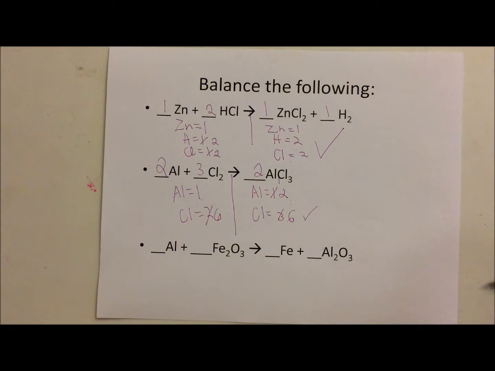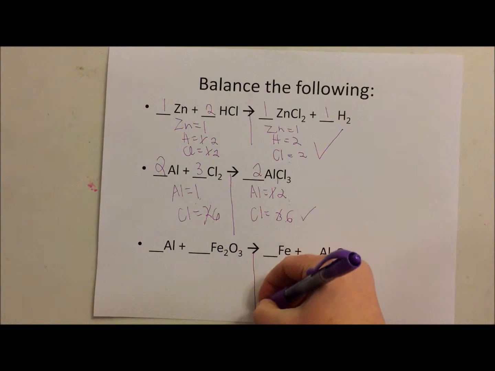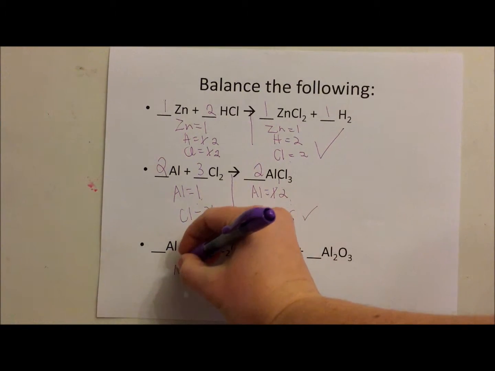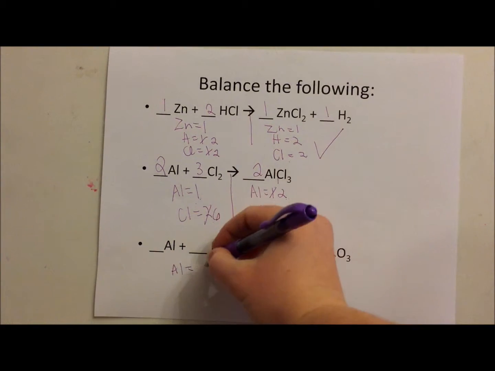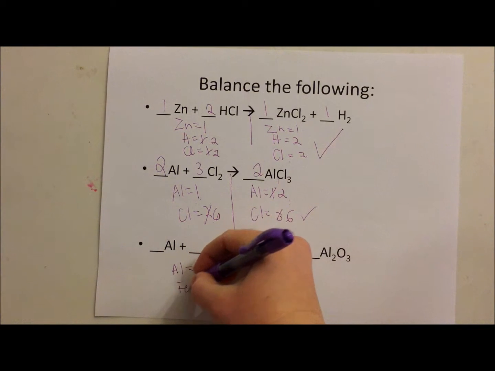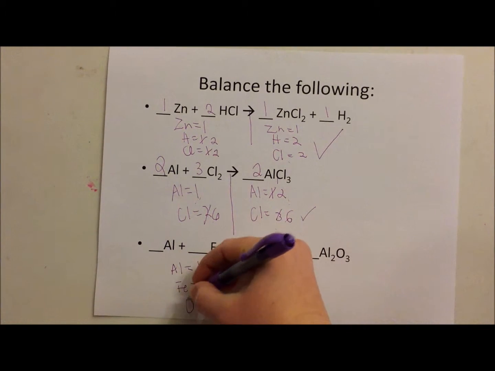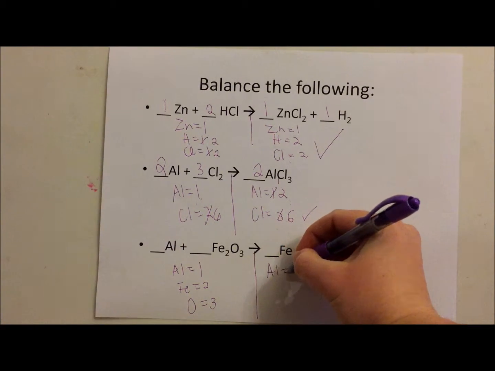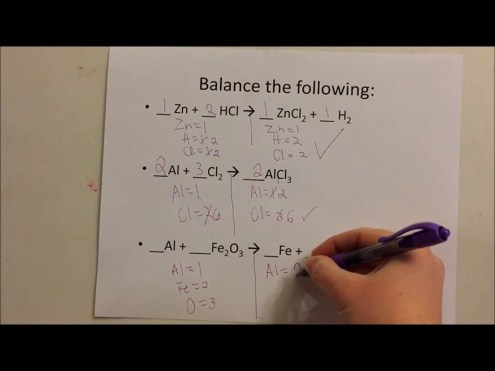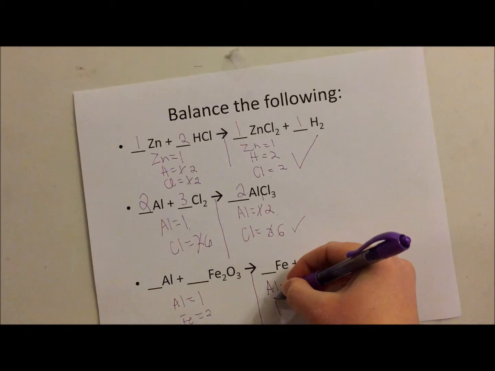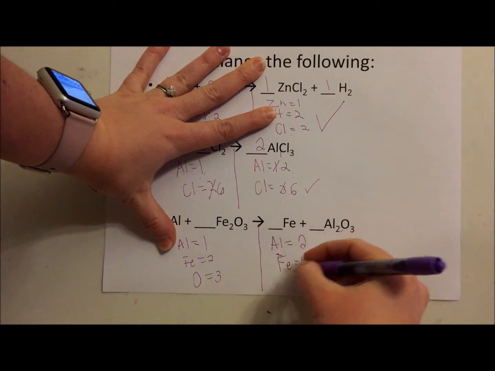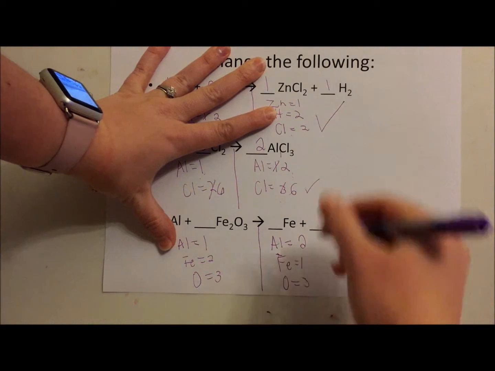Okay, last but not least, and then you guys are going to work on your own with a partner or by yourself on the in-class worksheet. So, Al, how many? 1. Fe is going to be 2. O is going to be 3. So we're going to do the same on this side. Al is going to be 2. Fe is going to be 1, O is going to be 3.